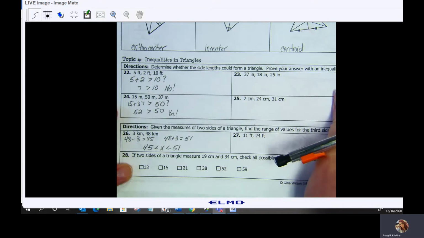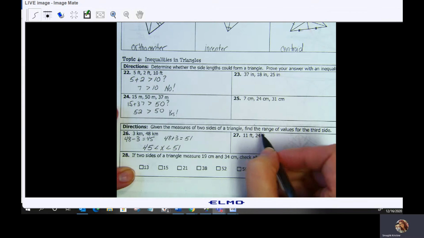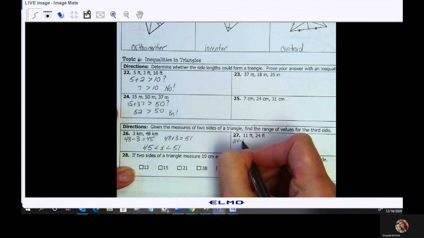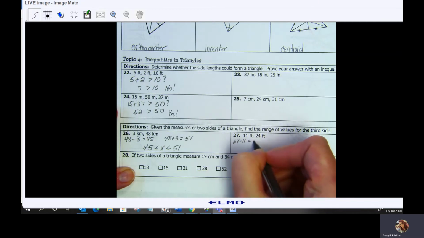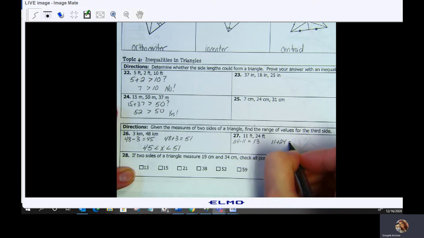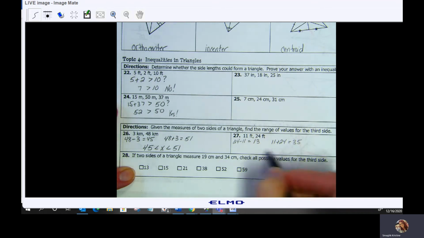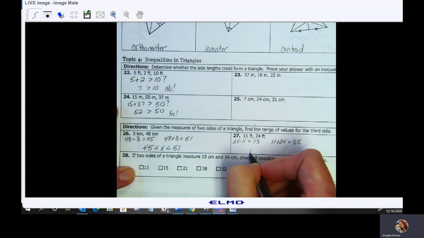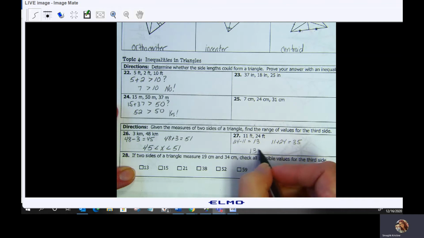Let's do another. Take 24 minus 11, it's 13. And now we can add them. 11 plus 24 is 35. So that means my side length would have to be between 13 and 35.